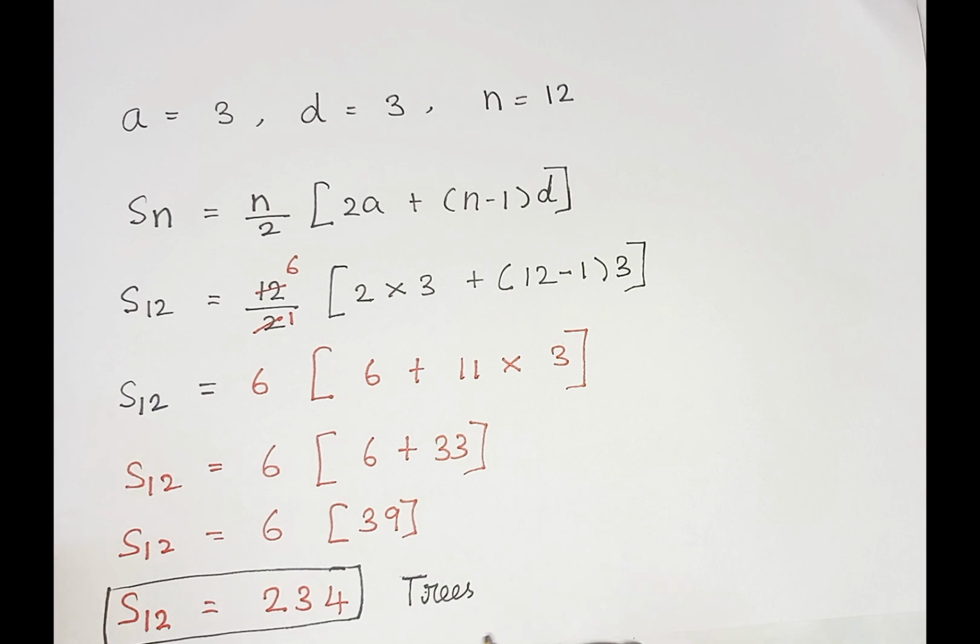Why? Because trees and plants have a lot of difference. According to the question, we are supposed to find how many trees are planted by the students. So there are 234 trees planted by the students. Okay, so this is our answer.